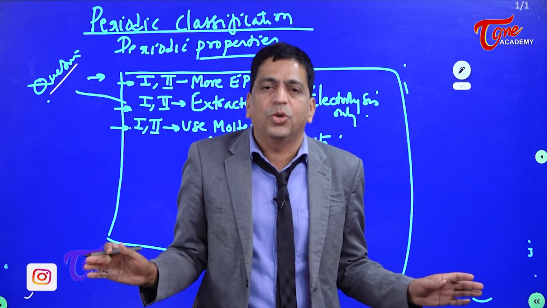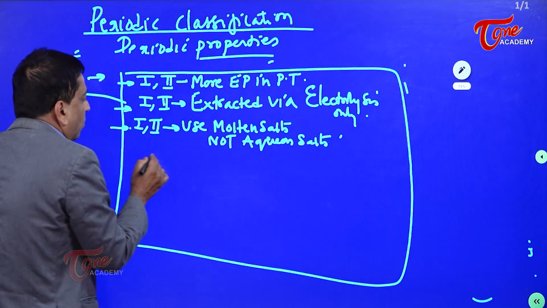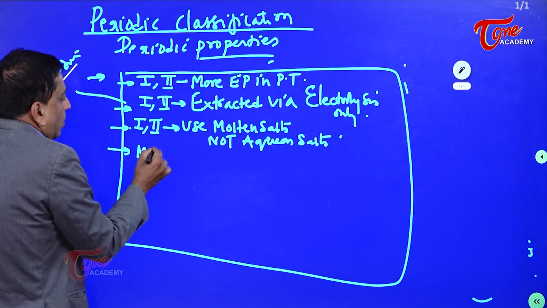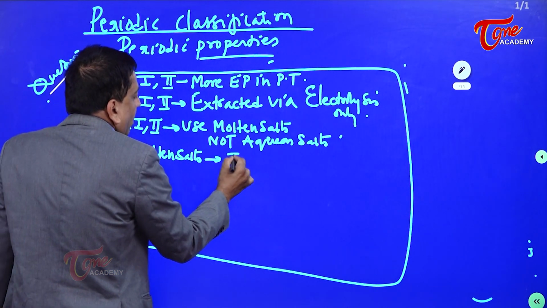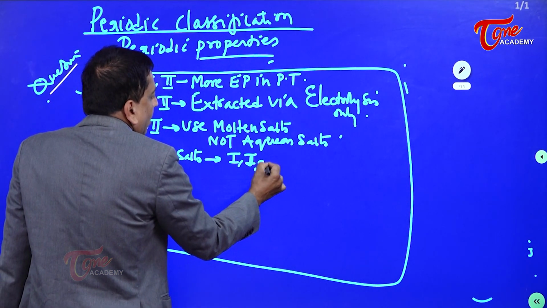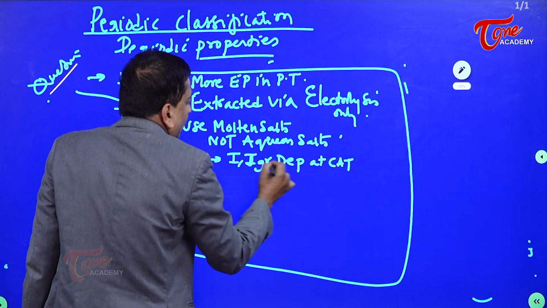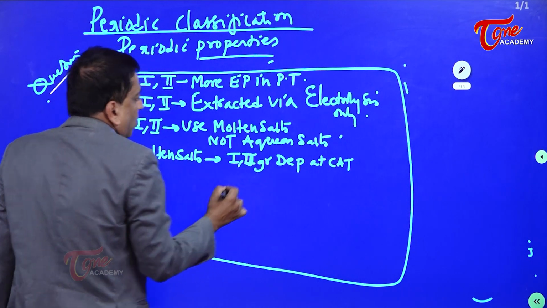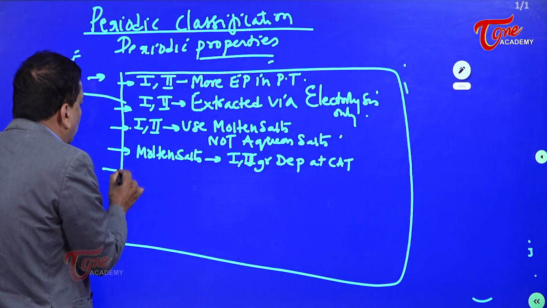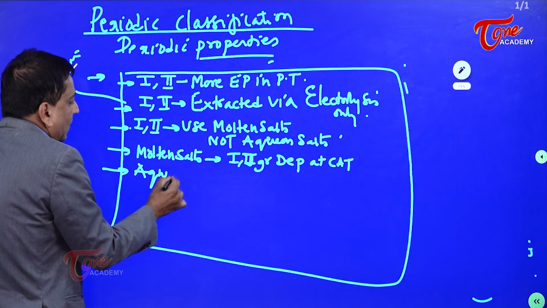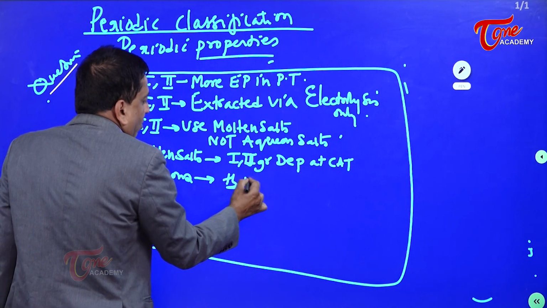Don't use what? Aqueous salts. Right? And if you use molten salts, then you get the first and second group deposited at the cathode. The first and the second groups deposited at what? Cathode. Straight away if you use molten. If you use aqueous, then it is hydrogen deposited at the cathode.